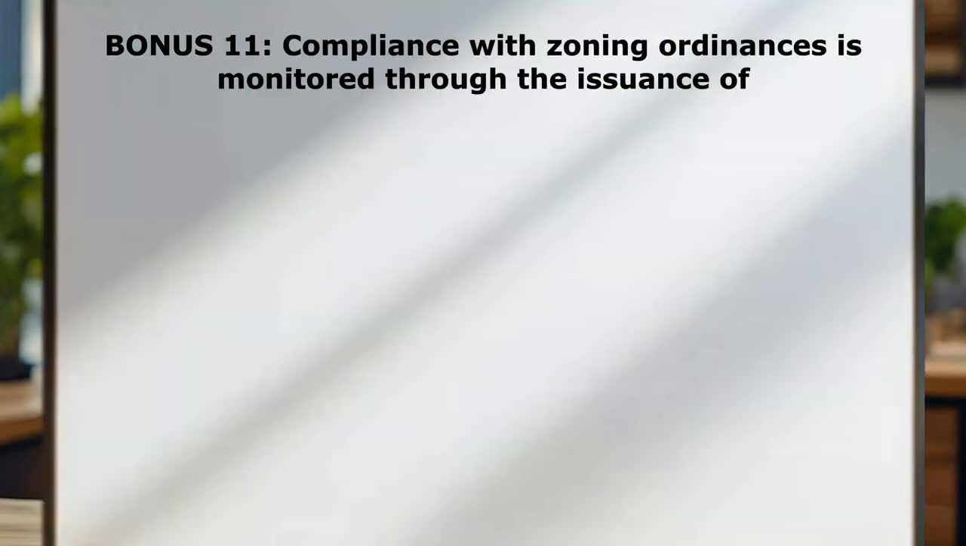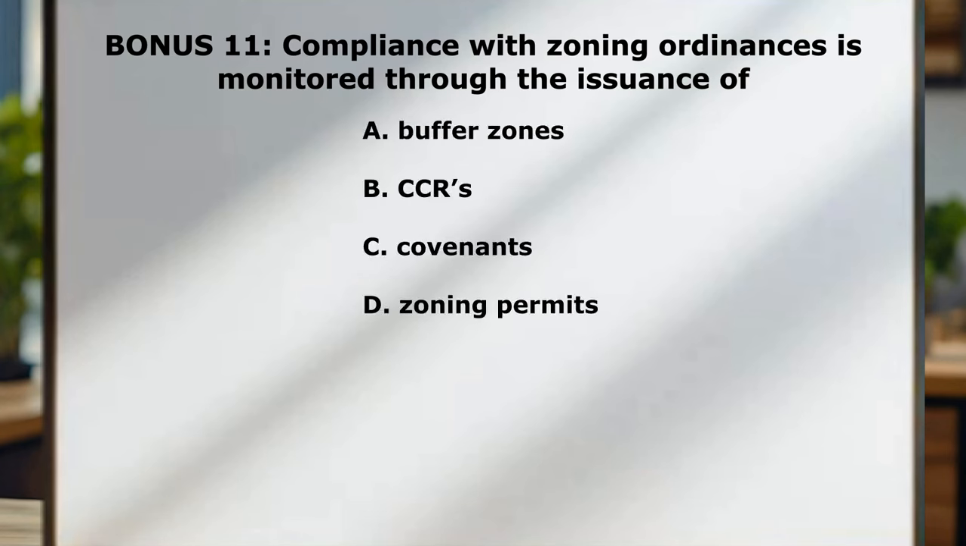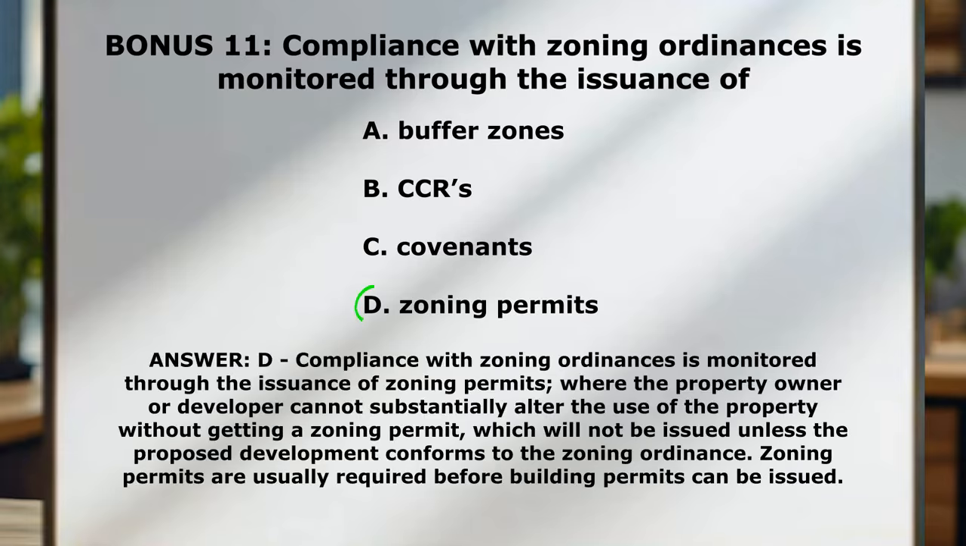Because I really want to see you do well, and I want to give you this one extra question here, we're going to go on to question number 11, bonus question. Compliance with zoning ordinances is monitored through the issuance of A, buffer zones, B, CCRs, C, covenants, D, zoning permits. So the answer is D. Compliance with zoning ordinances is monitored through the issuance of zoning permits.